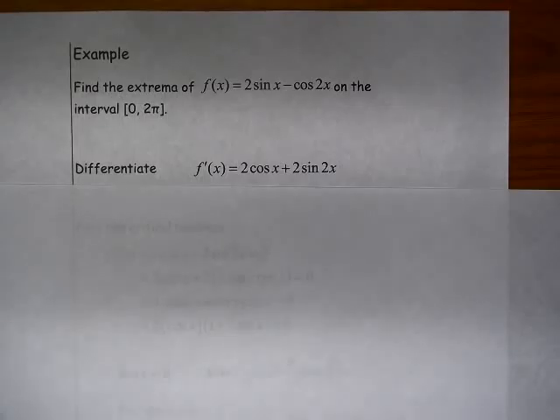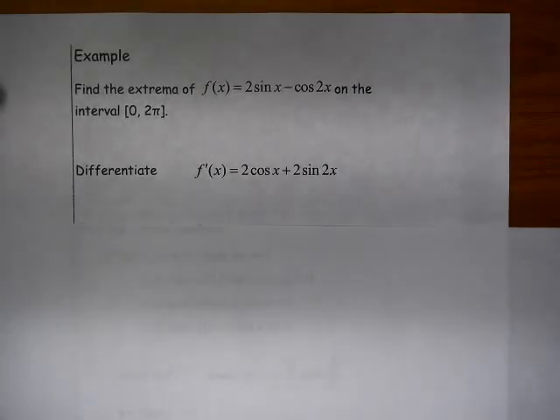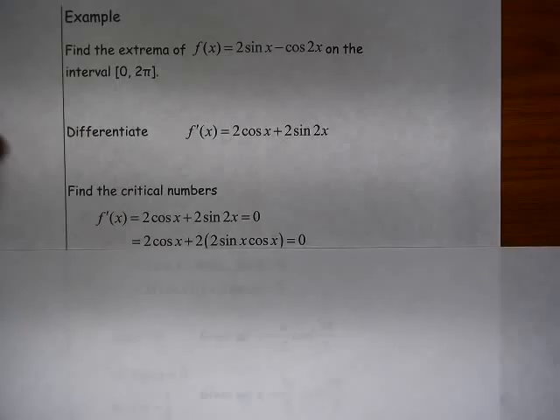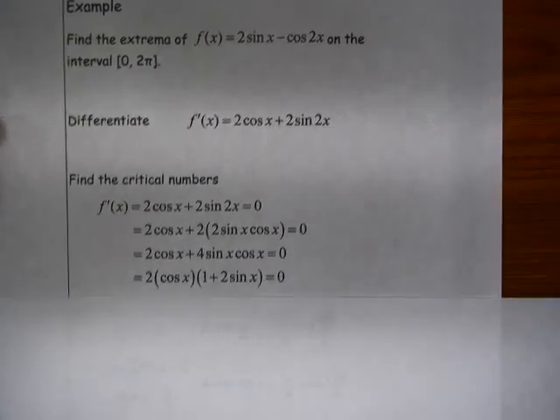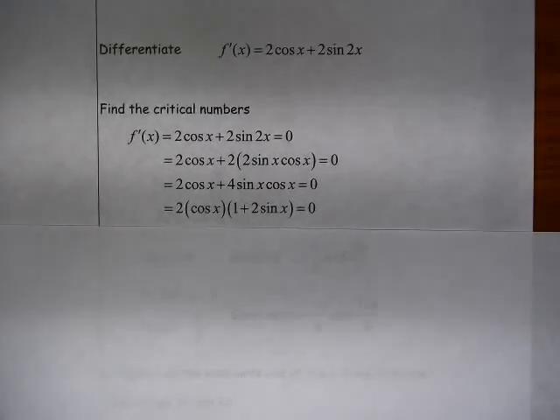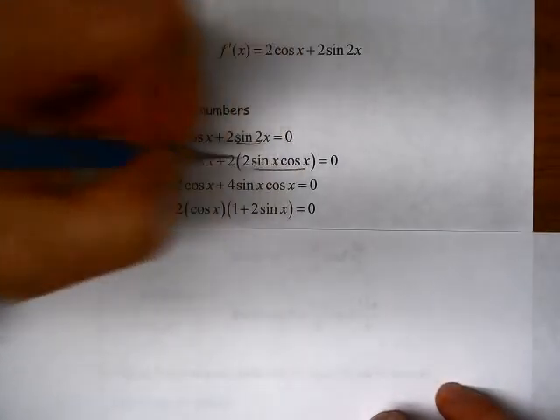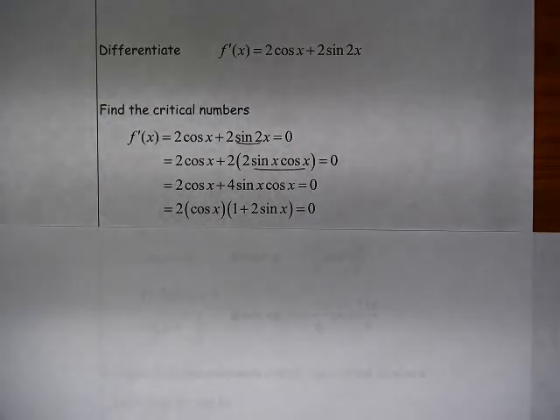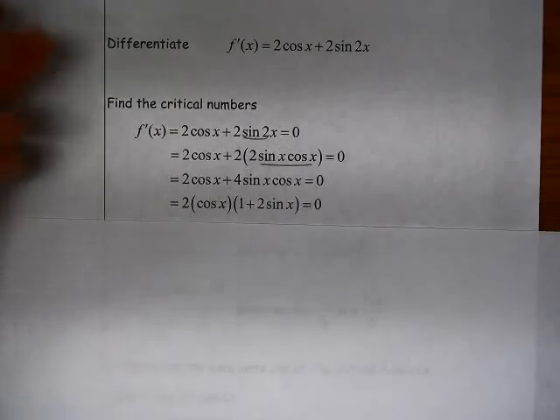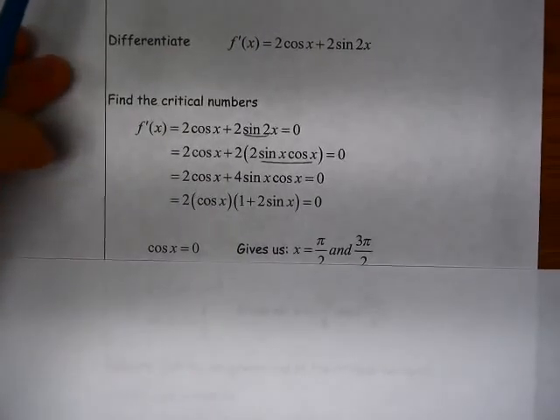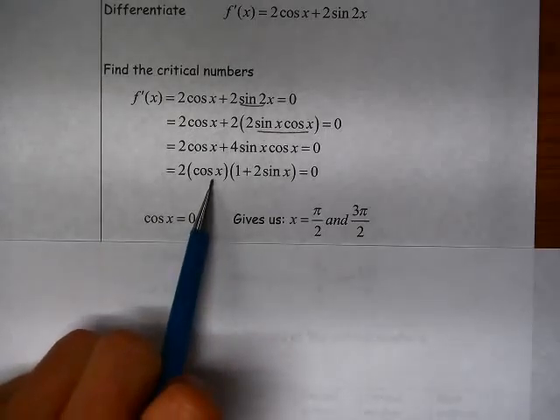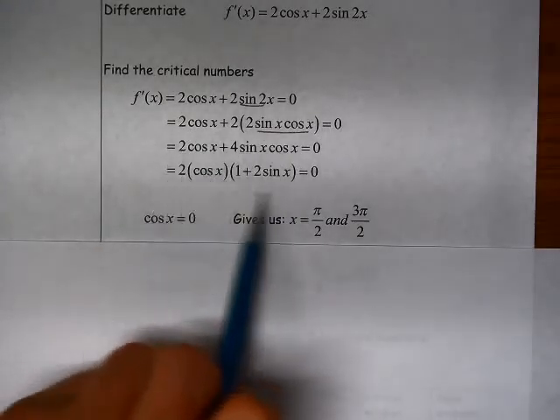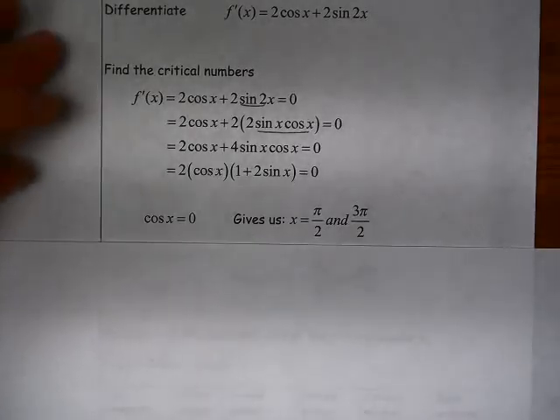We need to take the derivative so that we can find the critical numbers. So our first step is to differentiate. To find the critical numbers, we set our derivative equal to 0 and solve for x. So you can see here I've used the double angle formula, and then I can factor out the cosine, so I have a product. So when that cosine of x is equal to 0, this overall expression will be equal to 0, so that gives us cosine x equals 0.